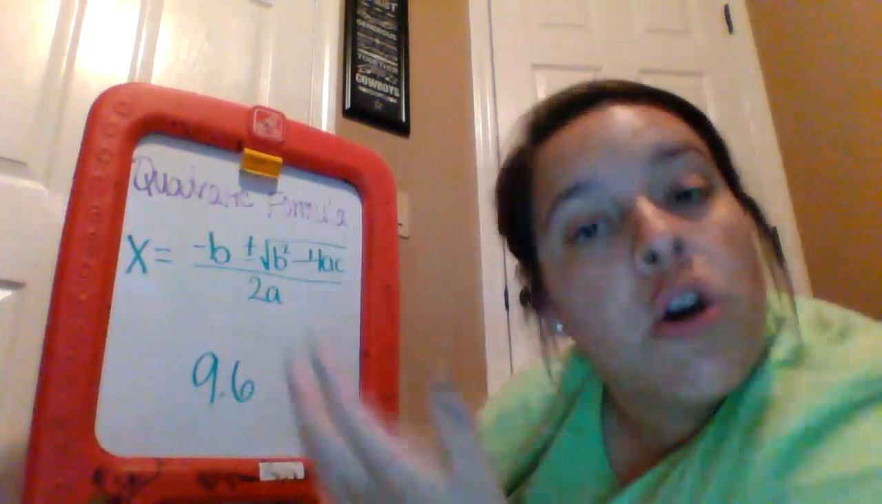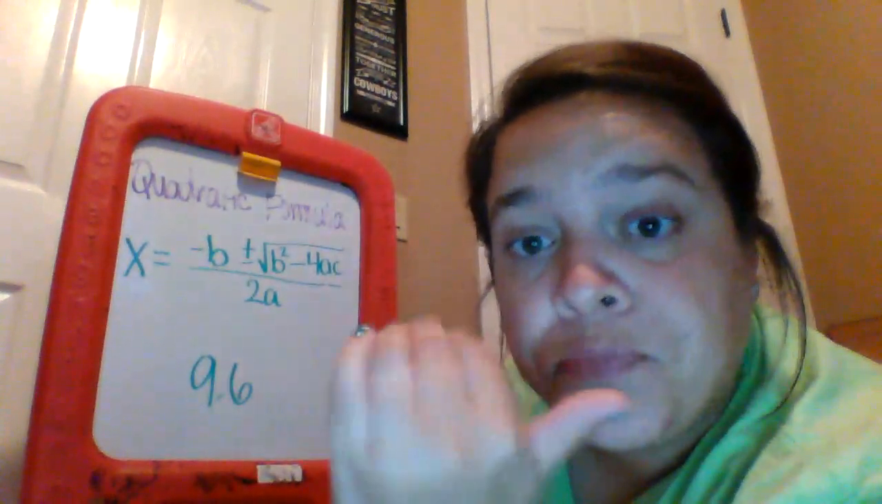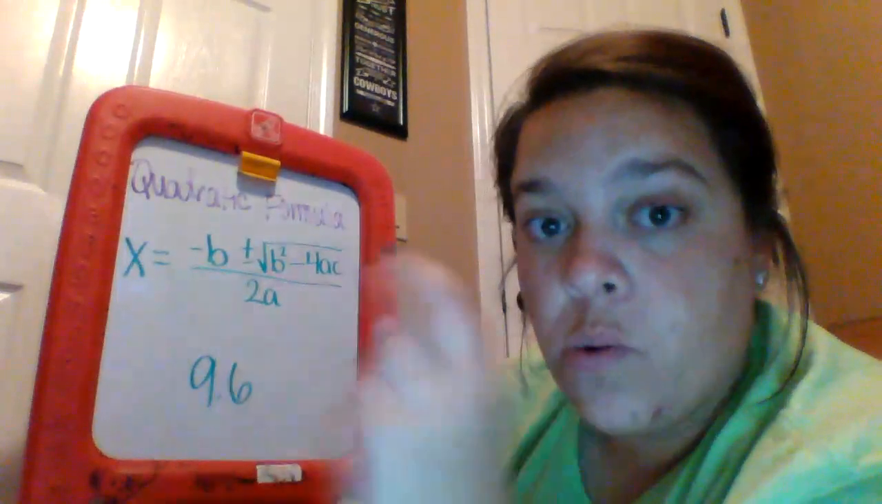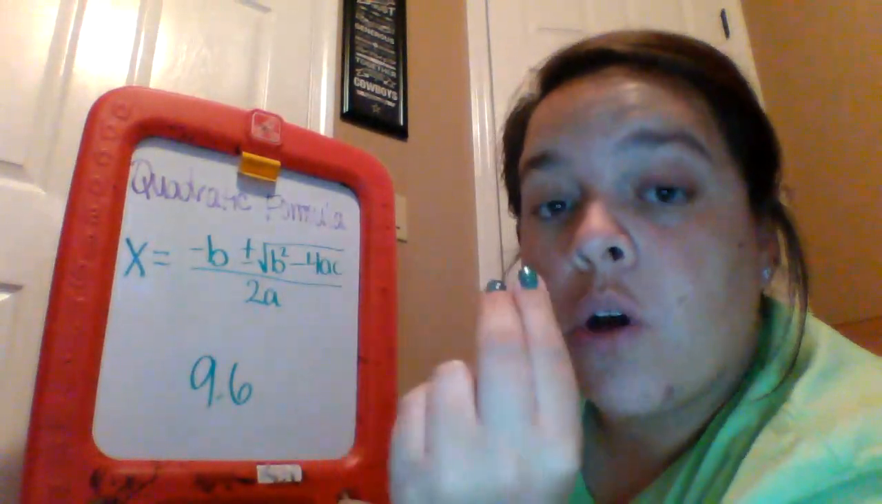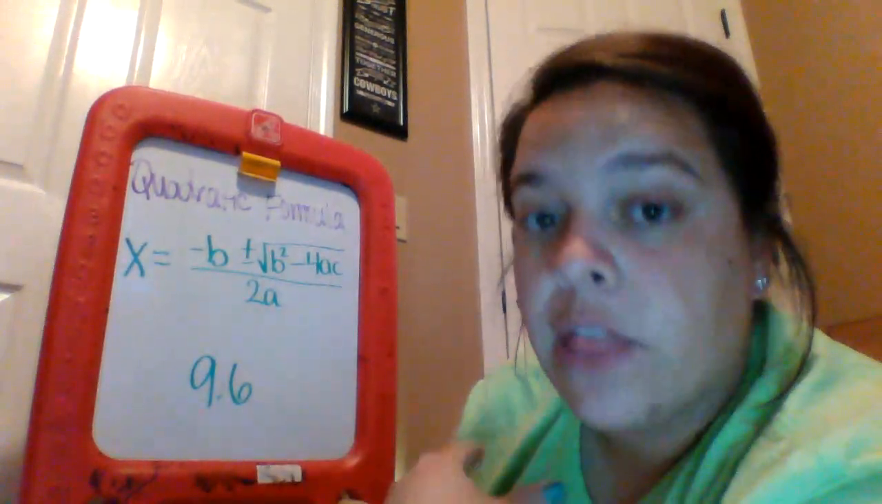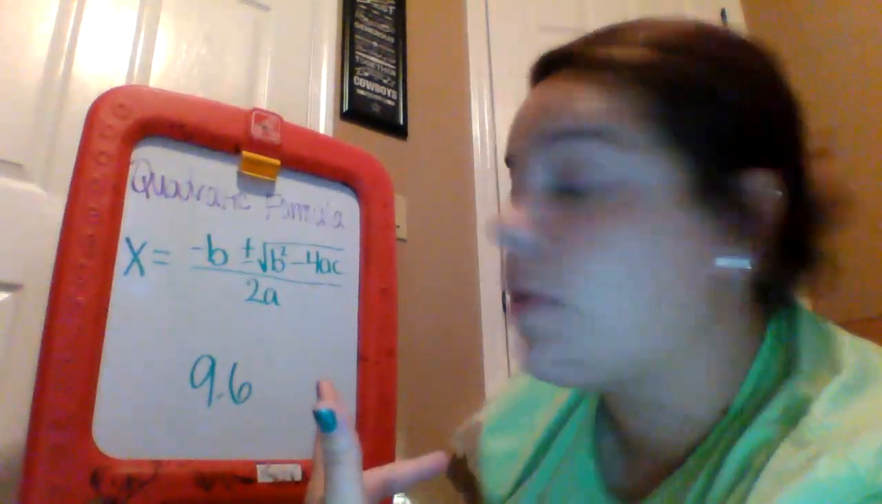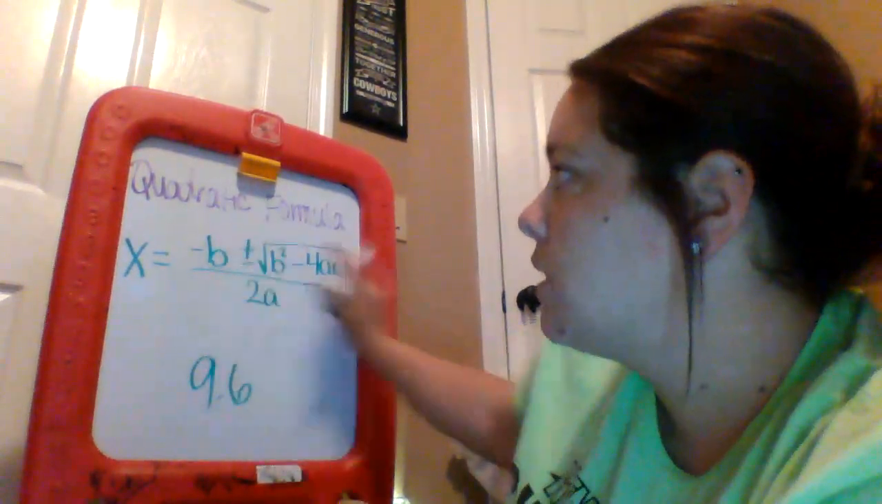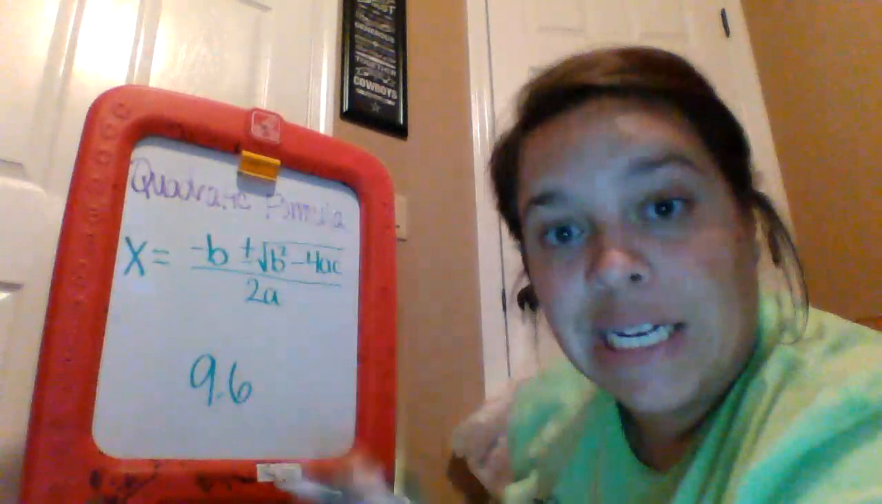Plus or minus. When you all were solving by factoring, you all factored and you set each factor equal to 0. You all got 2 factors. So you had 2 answers. This is where those 2 answers come into play. Plus or minus means that you're going to have 2 answers. So this would be negative b plus this and negative b minus this.